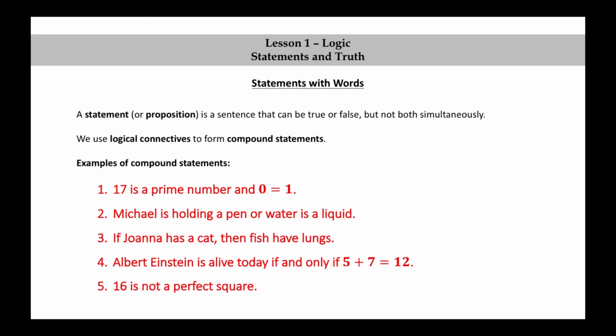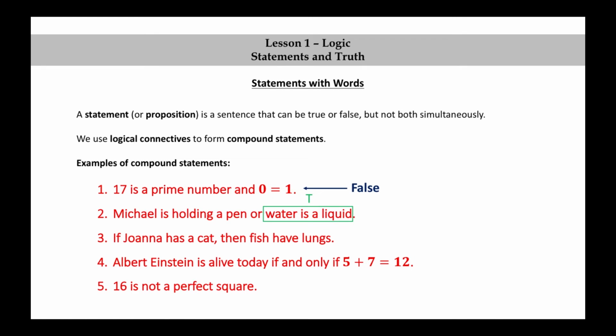Let's informally take a look at what the truth values of these compound statements might be. Well, in the first one, 0 equals 1 is a false statement. It follows that the whole compound statement is false. This is due to the way the word and behaves. 17 is a prime number happens to be true, and whenever we take a true statement and a false statement, we get false.